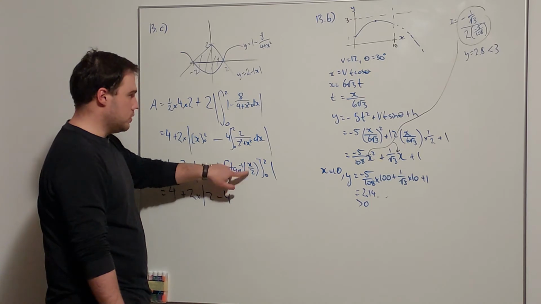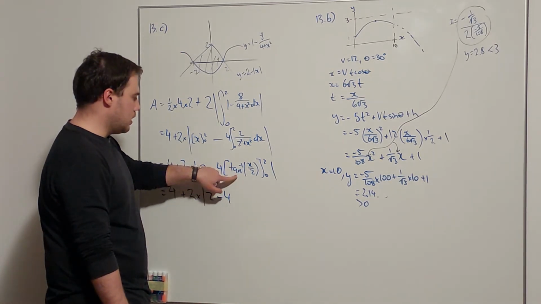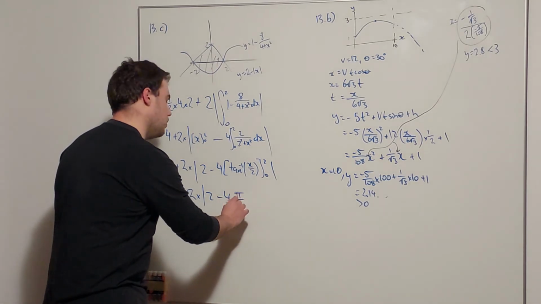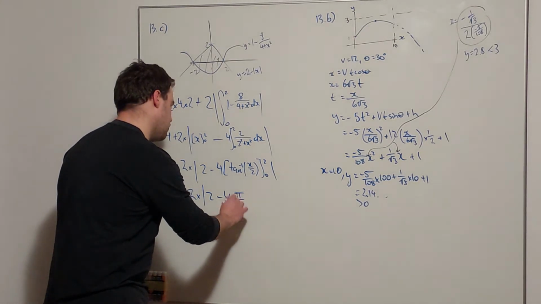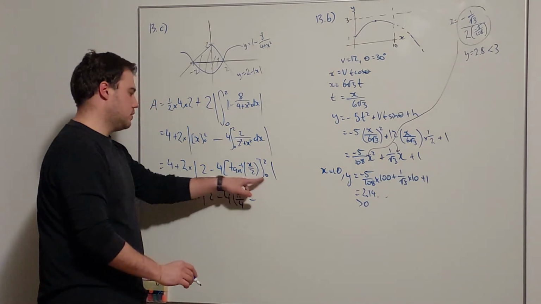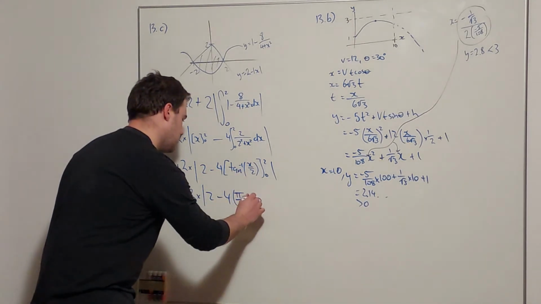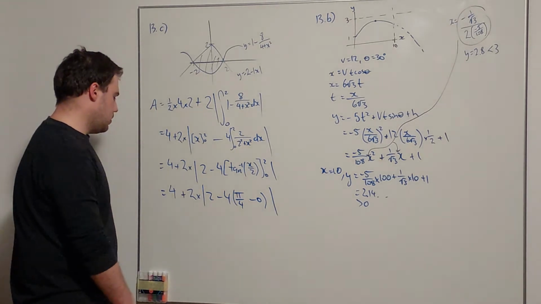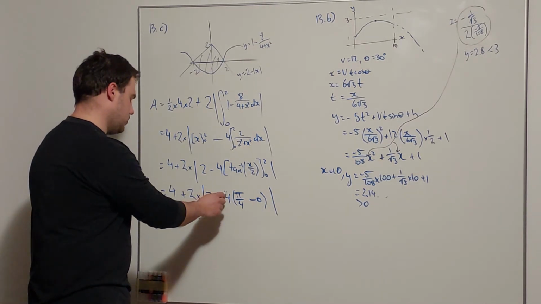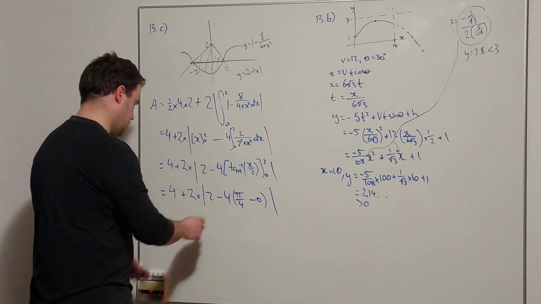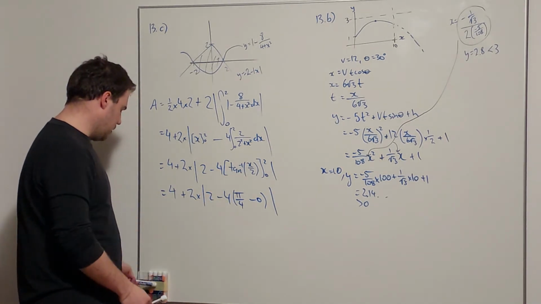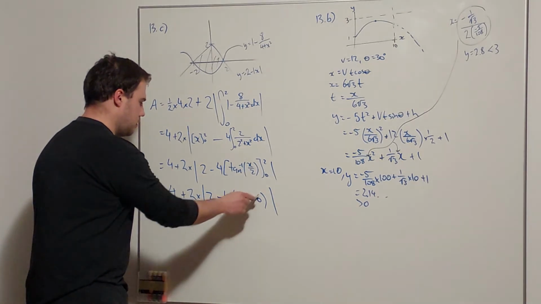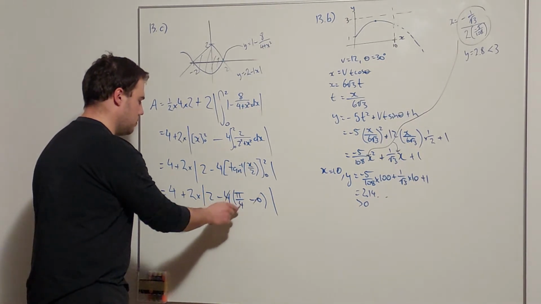Alright, so we've got 4 plus 2 times 2 minus 4 times arctan of 2 on 2, which is arctan of 1, and arctan of 1 is pi on 4, minus 0 in there is 0. So we've got, I don't think I've touched them this whole time. Minus 0, done. 4 on 4, done.